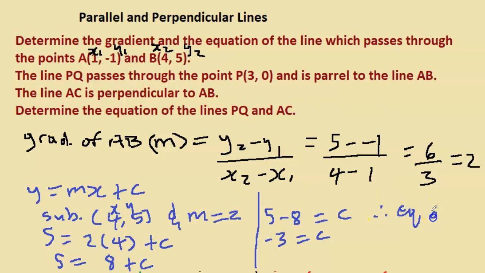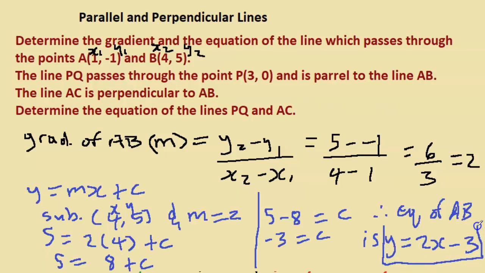So therefore, the equation of the line AB is of course y equals mx plus c. But m, what is m? m is 2, so 2x. And what is c? c is -3. Alright, so that's the solution for the first part. y equals 2x minus 3. That's the equation for AB.